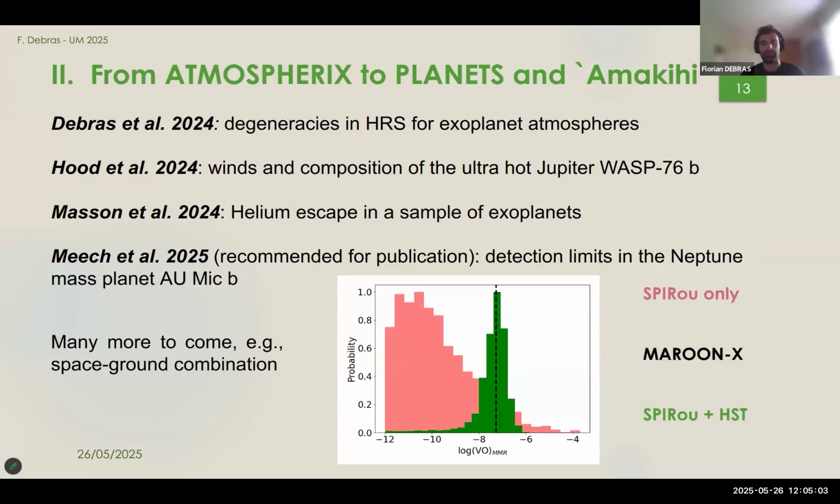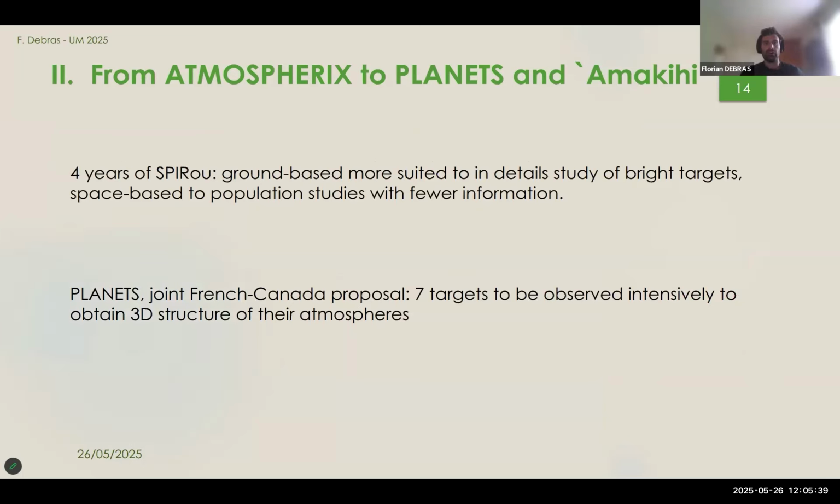And one axis that we are developing strongly is the combination between space and ground. This is an example of a peculiar molecule, but one that is very important for us, which is vanadium oxide. If you're using just SPIRou, you get this probability distribution of the composition in vanadium oxide. And when you combine with the Hubble Space Telescope, you get a much cleaner peak and a much narrower distribution, which is completely consistent with independent observation by the Maroon-X spectrograph. That's a very good prospect for the future: to combine space and ground data, with SPIRou data mostly.